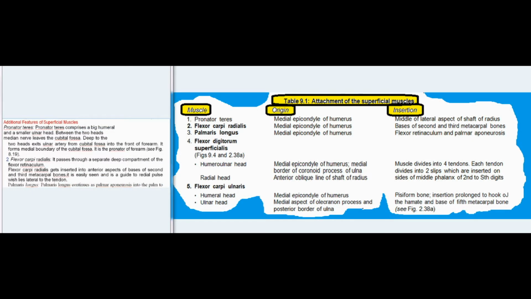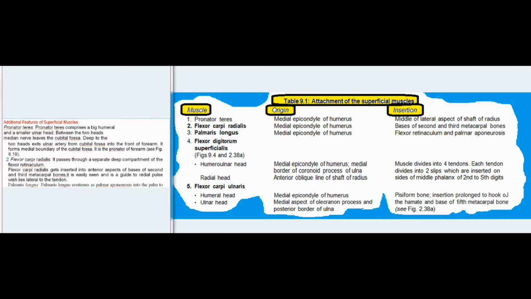Additional features of superficial muscles. 1. Pronator teres. Pronator teres comprises a big humeral and a smaller ulnar head. Between the two heads the median nerve leaves the cubital fossa. Deep to the two heads the ulnar artery exits from the cubital fossa into the front of the forearm. It forms the medial boundary of the cubital fossa. It is the pronator of the forearm, see Fig 8.19.